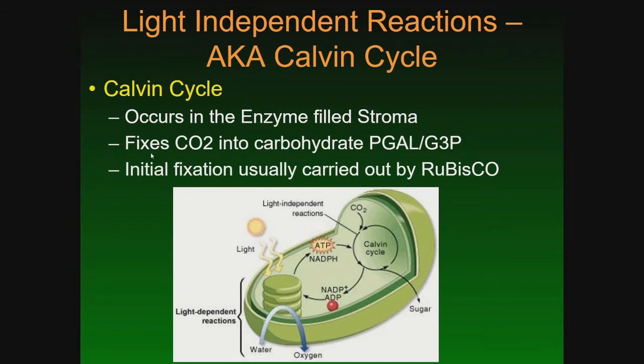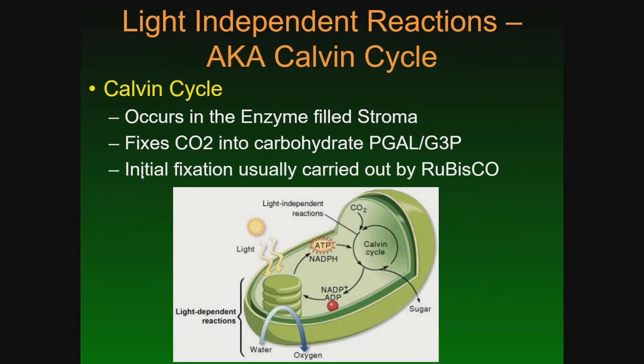So we just talked about the Calvin cycle. This, again, is happening in that enzyme-filled stroma, essentially the goo, what would have been the cytoplasm of the cyanobacteria that's now a chloroplast. So it's going to fix carbon dioxide into carbohydrate: P-gal, also known as G3P, same thing.